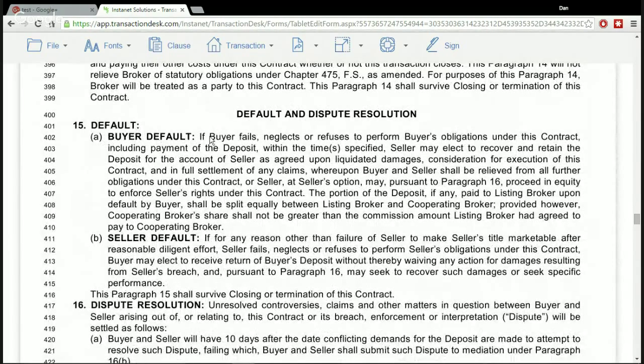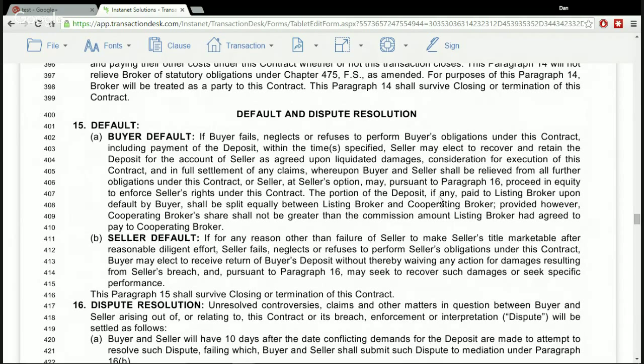Default. A talks about buyer default. The buyer fails or neglects or refuses to perform buyer's obligations under this contract, including payment of the deposit within the time specified. Seller may elect to recover and retain the deposit for the account of seller as agreed upon liquidated damages. Consideration for execution of this contract and in full settlement of any claims whereupon buyer and seller shall be relieved from all further obligations under this contract, or seller's options may, pursuant to paragraph 16, proceed in equity to enforce seller's rights under this contract.